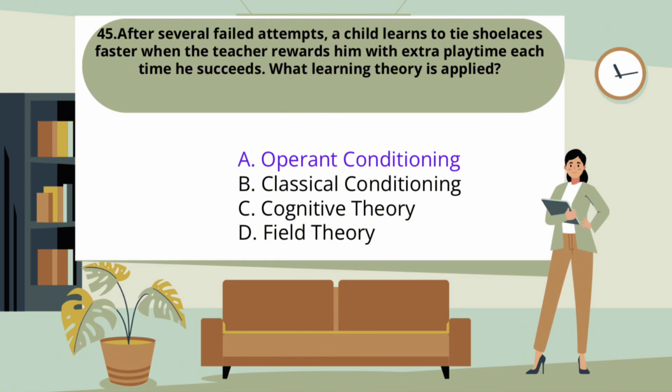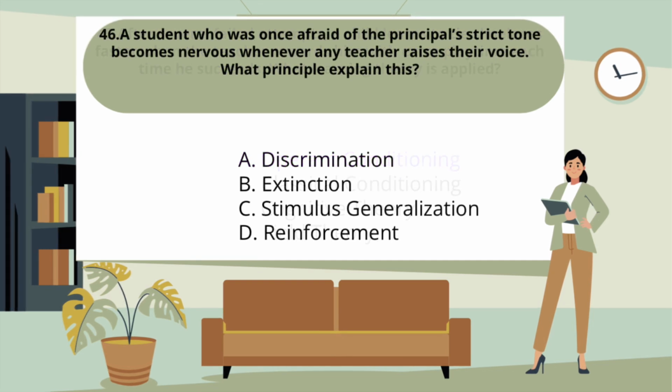So why is letter A, operant conditioning, correct? So what is operant conditioning? Operant conditioning is learning through rewards or consequences. In this situation, the child learns to tie shoes faster because every time he does it correctly, he receives extra playtime. Number 46. A student who was once afraid of the principal's strict tone becomes nervous whenever any teacher raises their voice. What principle explains this?